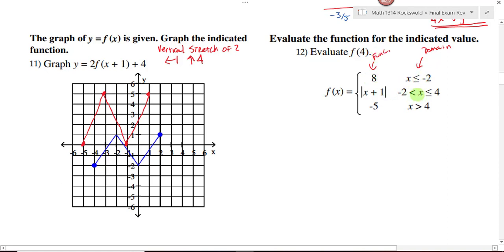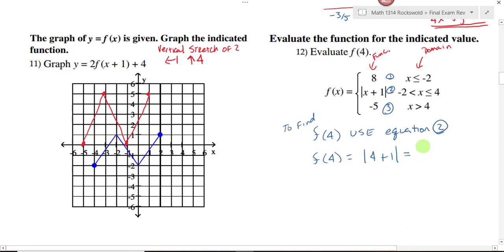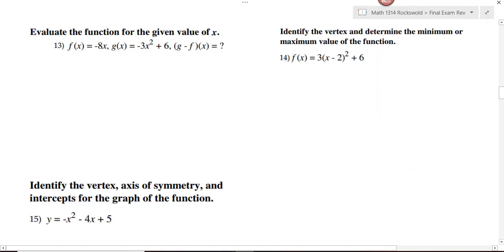If x is in between -2 and 4, including the 4, we have an absolute value function, and if x is greater than 4, we have another constant function. Here we're asked to find f of 4. If I label these equations 1, 2, and 3, and I ask you to find f of 4, which equation would I use? So f of 4 is equal to, replace x with 4, so it's the absolute value of 4 plus 1, and what is the absolute value of 4 plus 1? It's 5.